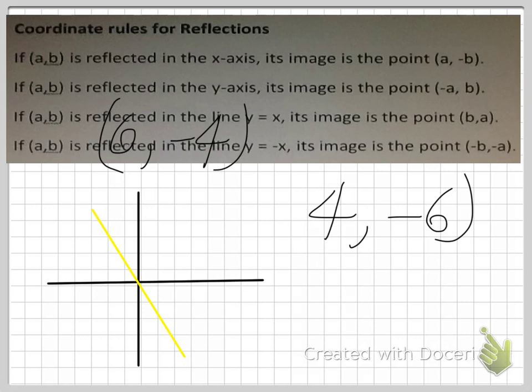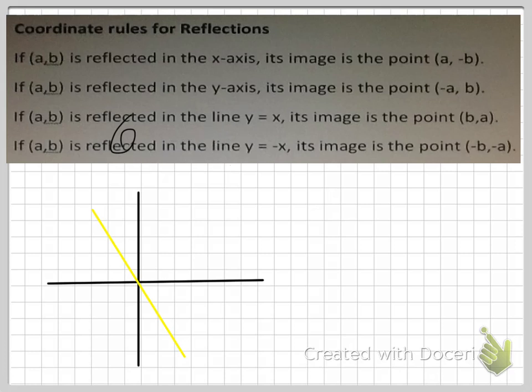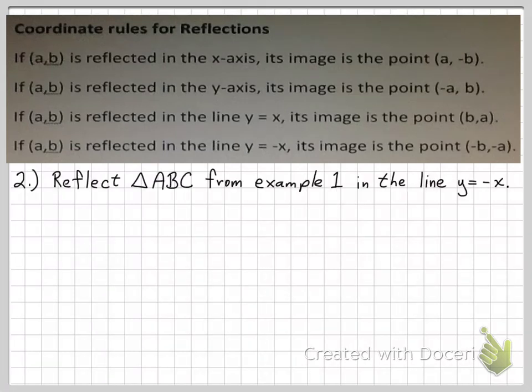Okay? So those are the rules that you will be responsible for. We will work with these. You need to understand them and know how to use them. Okay, so let's use the coordinate rules for reflections to solve this problem. Example 2. Reflect triangle ABC from example 1 in the line y equals negative x.